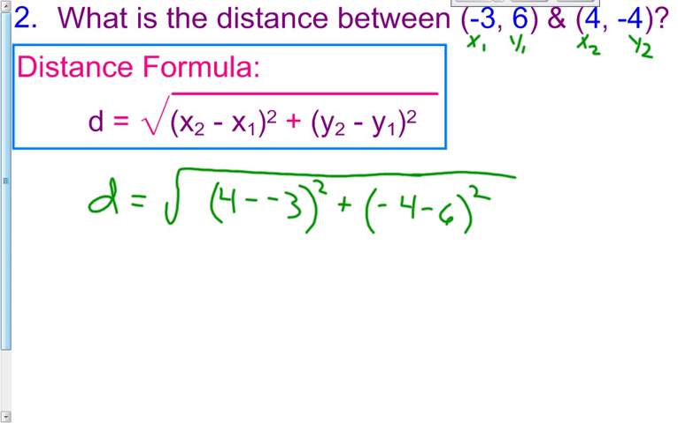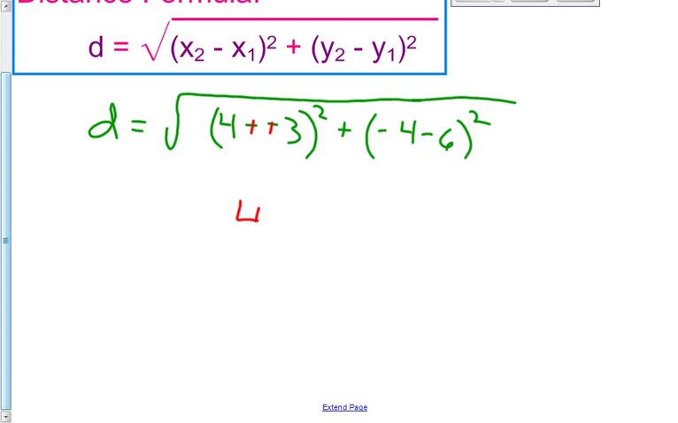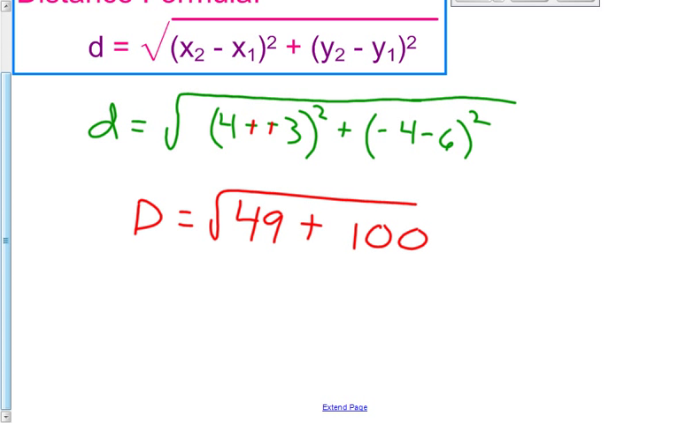Simplifying further, 4 minus a negative 3 is 4 plus 3, that makes 7, and 7 squared is 49. A negative 4 minus 6 is a negative 10, and a negative 10 squared is a positive 100. So now I have the distance as being the square root of 49 plus 100, in which case the distance is the square root of 149.